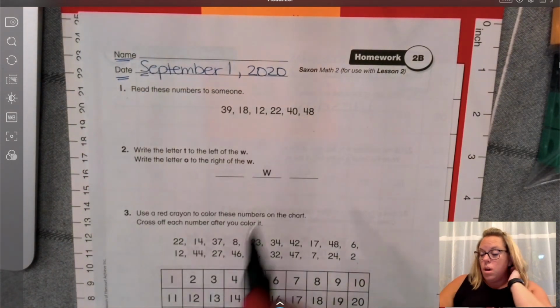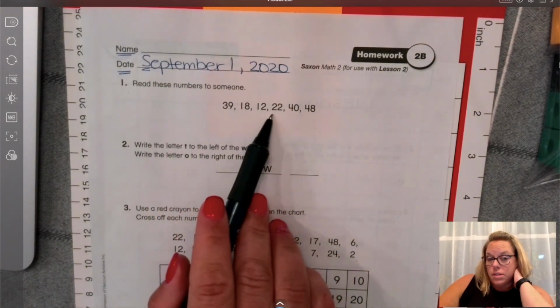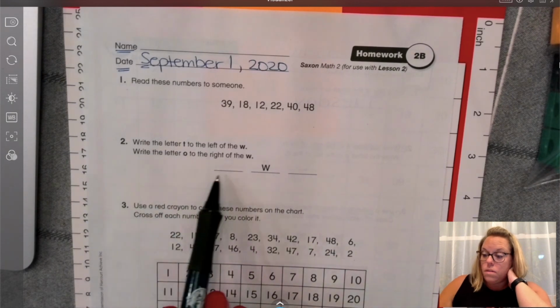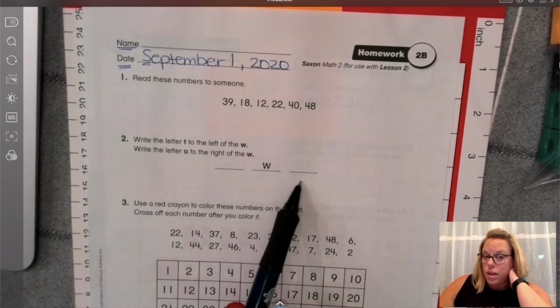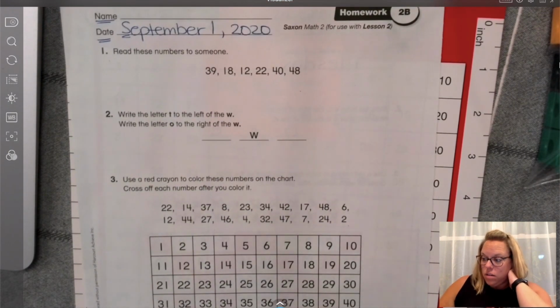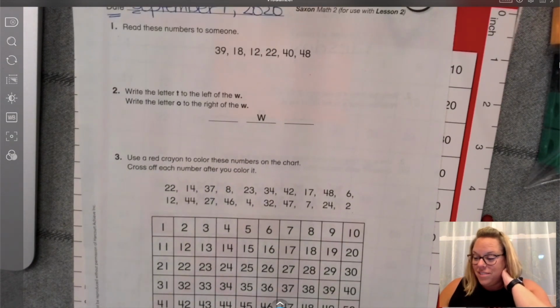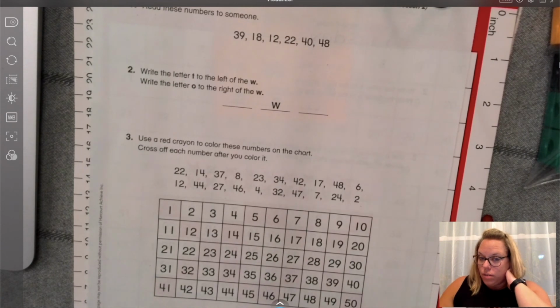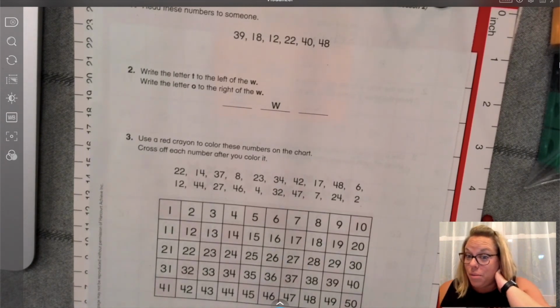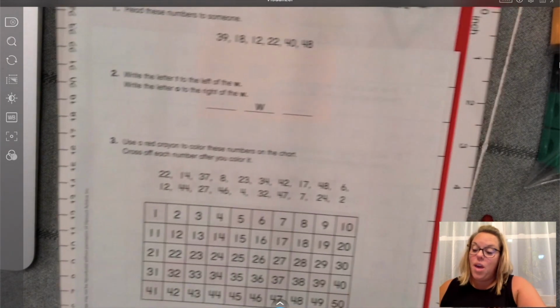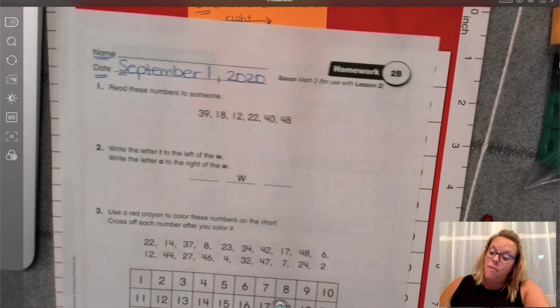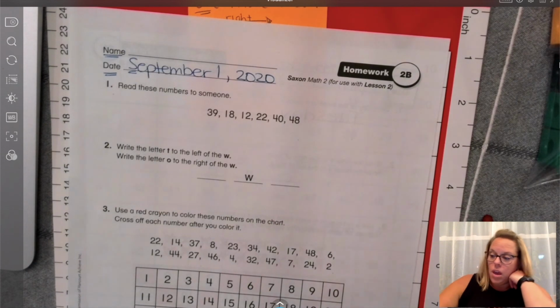Okay? You need to make sure you read these numbers to somebody. Then you're going to write these letters where they need to be. Then you'll use a red crayon again. And be careful. Make sure that you're outlining it and coloring it in, because when you're done, there's going to be a secret message. Okay? When you finish this, have your mom or dad check it over for you. Then they can go ahead.